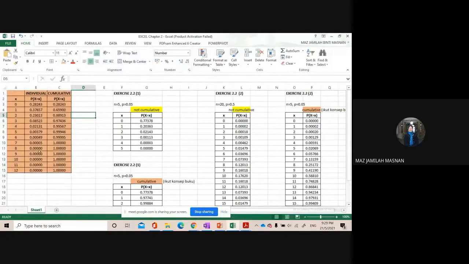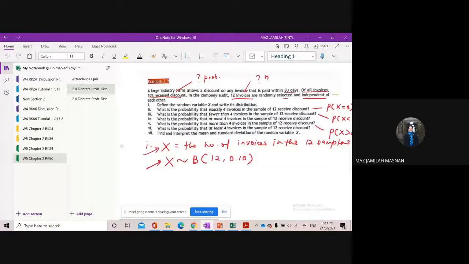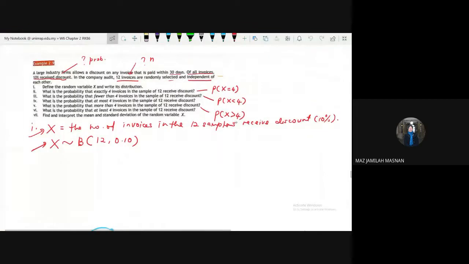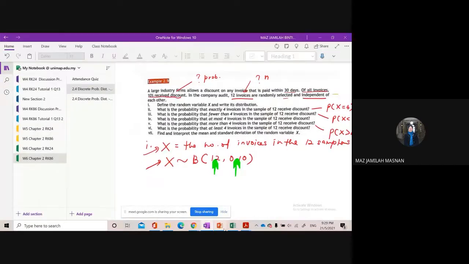Okay, now for example 2.9 just now, the question is about this one. Now we know that the random variable X is distributed binomial, and the number of trials is 12 and the probability of success is 0.10. By using those values, we go back to our Excel.